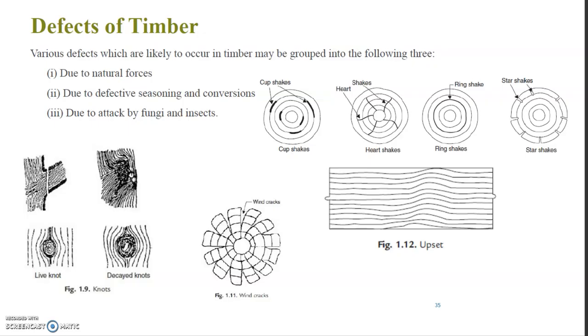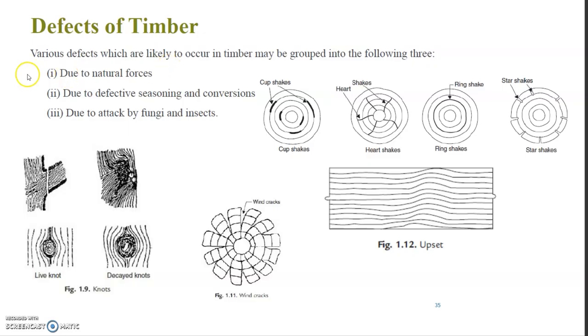Throughout this journey, the timber product has a possibility of being subjected to various defects, either in natural ways or man-made ways. So in this video we are going to see about those defects and how to overcome them. The various defects which are likely to occur in timber may be grouped into the following three categories.